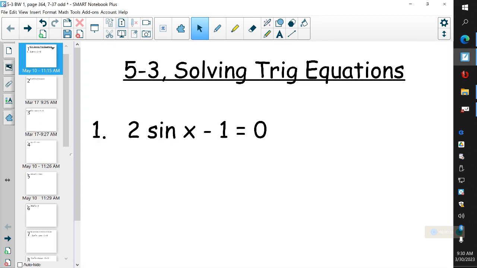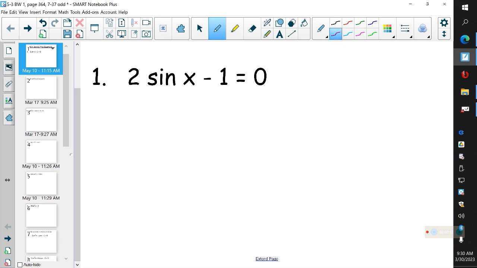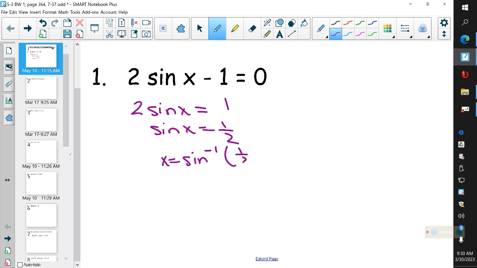So the very first thing we're going to do is number 1 here, and this is going to be 2 sine of x minus 1. The first thing you're going to do is solve for x just like you would any other equation. That means we take the 1 over to the other side, then divide by 2, and then to get rid of the sine, you take the sine inverse, or arc sine.